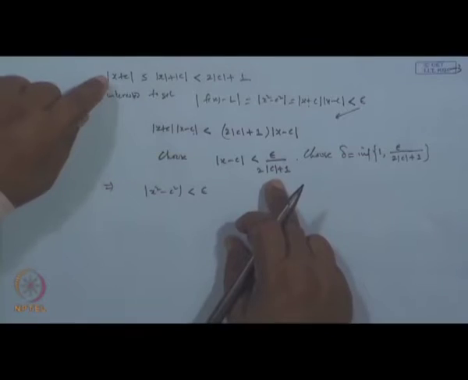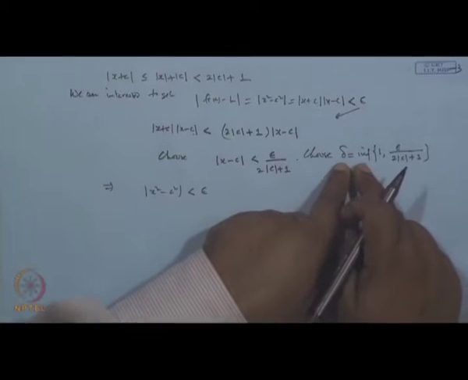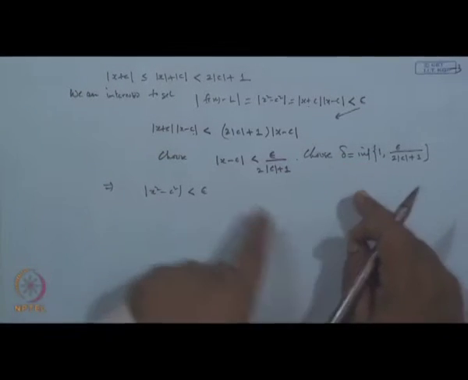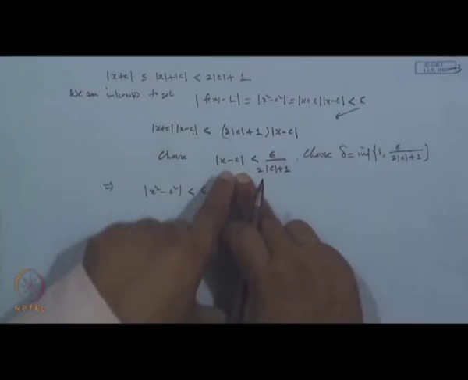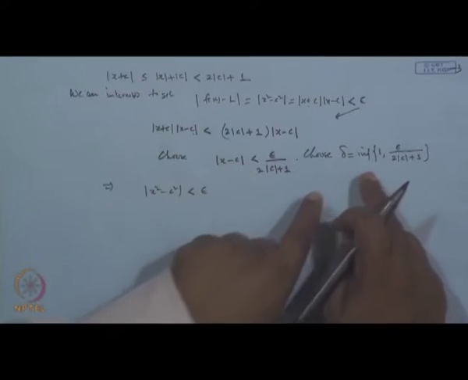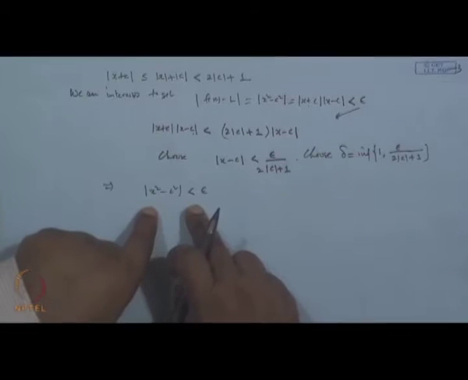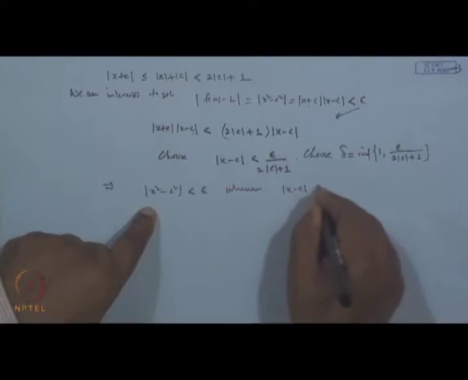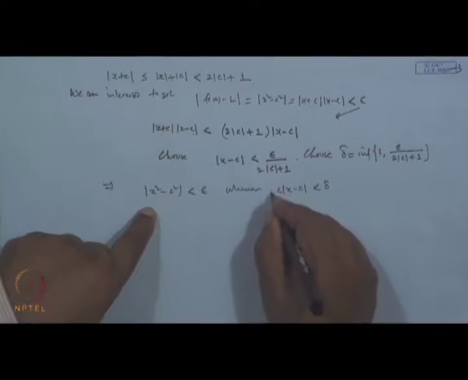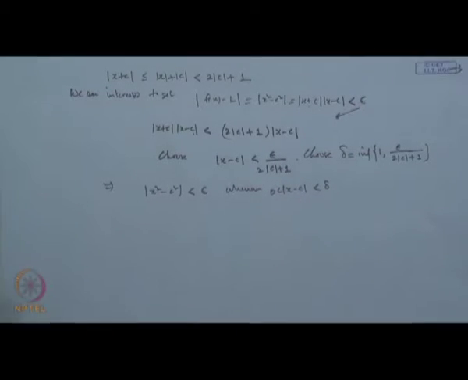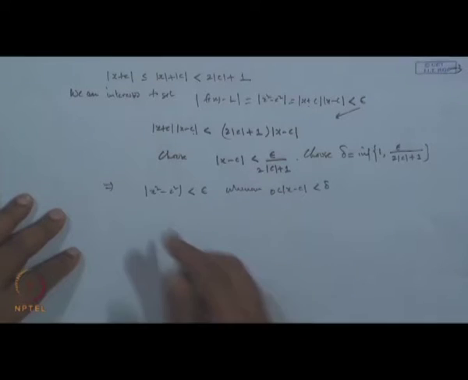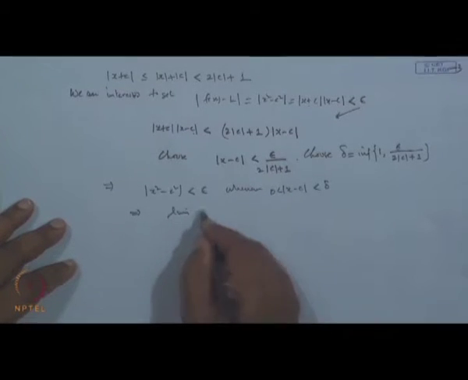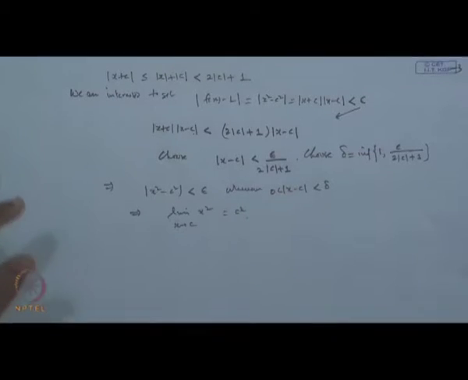That is, for a given epsilon, we can identify this delta such that if x satisfies mod x minus c less than delta, and of course greater than 0 because x is not equal to c, then this will continue to hold. So, this shows the limit of the function x square when x tends to c is c square. That is the answer for it.